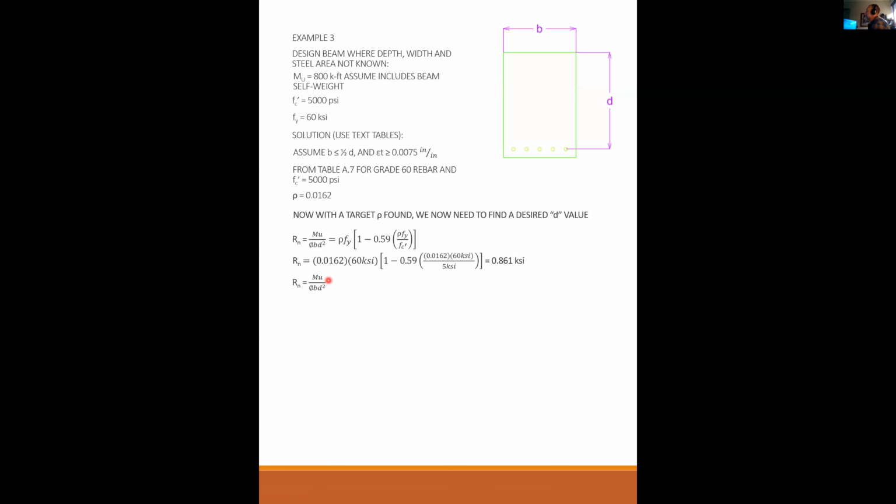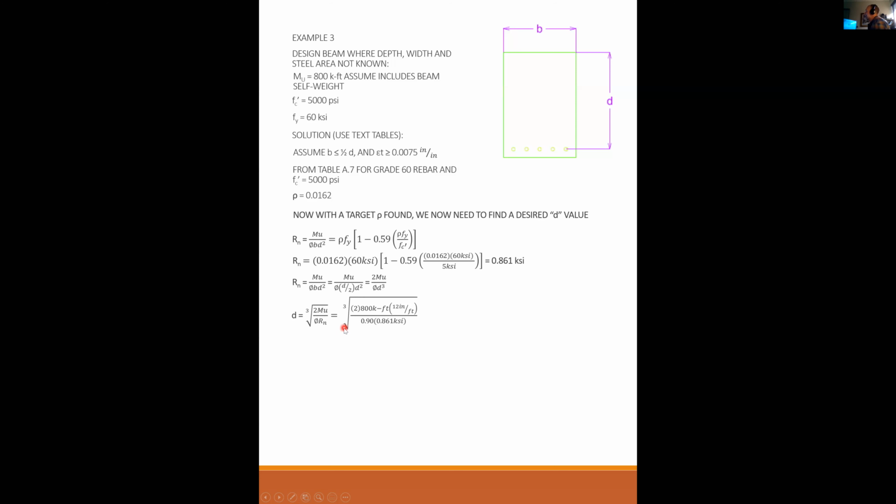Rn is equal to Mu over phi b d squared, which is equal to, if I substitute b with half of d, Mu over phi (d over 2) times d squared. So I solve, that's 2 Mu over phi d cubed. And I solve for d, I get the third root of 2 Mu over phi Rn.